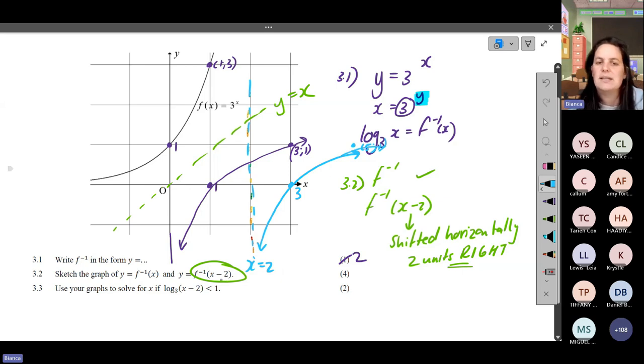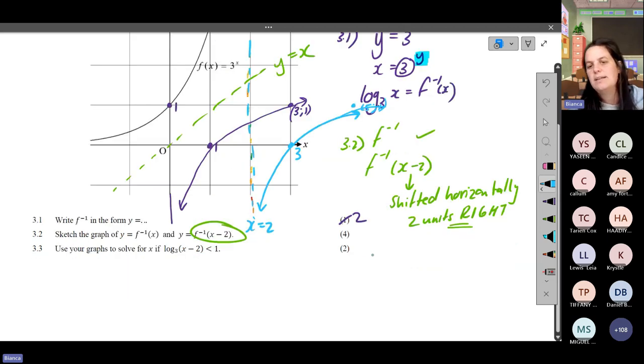That's what that means if it says in the brackets negative 2. All right, if they wanted you to shift it up or down, they would say something like this. There's the x, and then I could say, for instance, plus 1. That means that there's been a vertical shift.